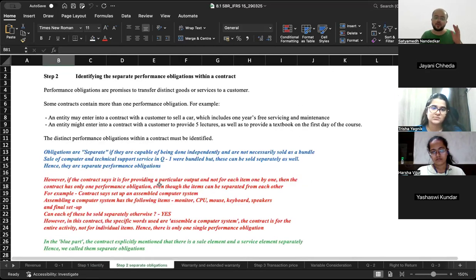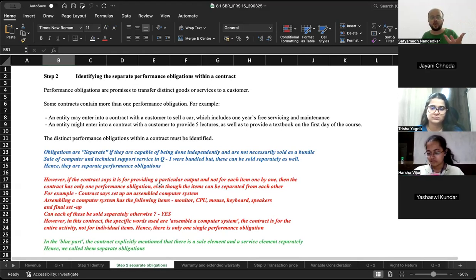The second step is to basically identify the separate performance obligations. What is a performance? What is an obligation? An obligation is a compulsion to do something. Obligation is a compulsion to pay in IAS 37. Here it is a compulsion to do something. Okay. Now you could have one single obligation or you could have multiple performance obligations.